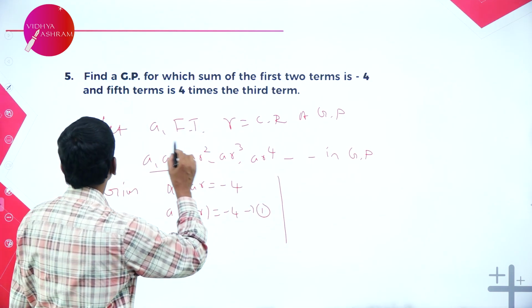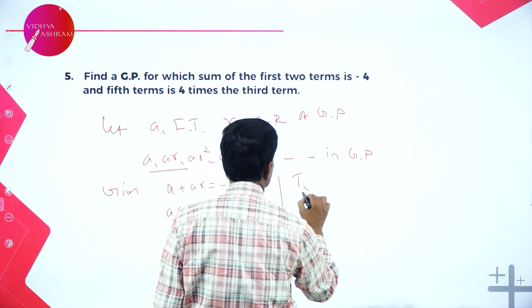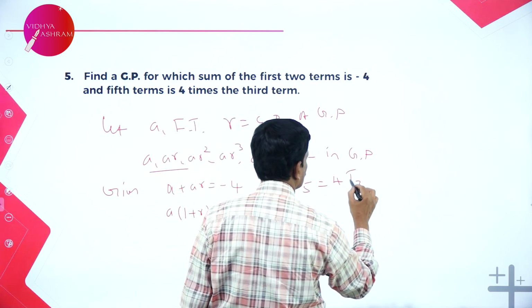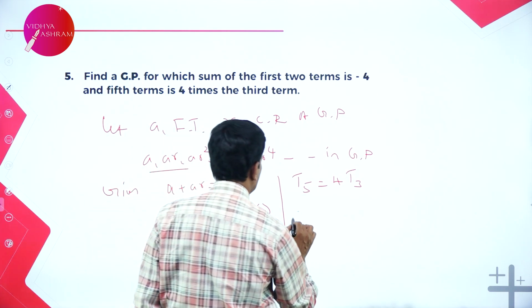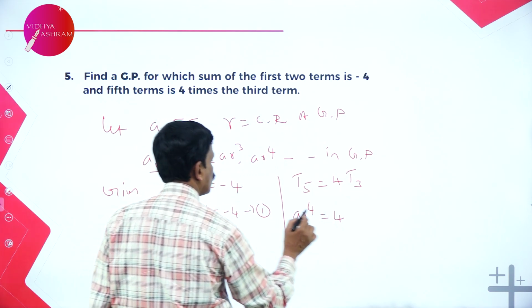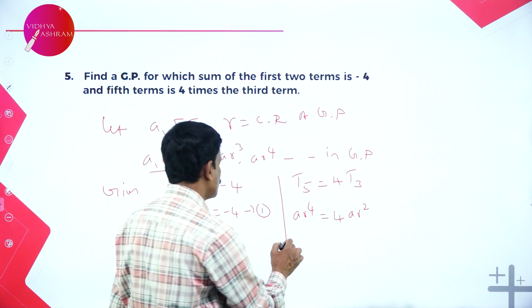Second condition: the fifth term is 4 times the 3rd term. What is the 5th term? First, second, third, fourth. The 5th term is AR to the power of 4, which is equal to 4 times AR square. So transfer this to one side.